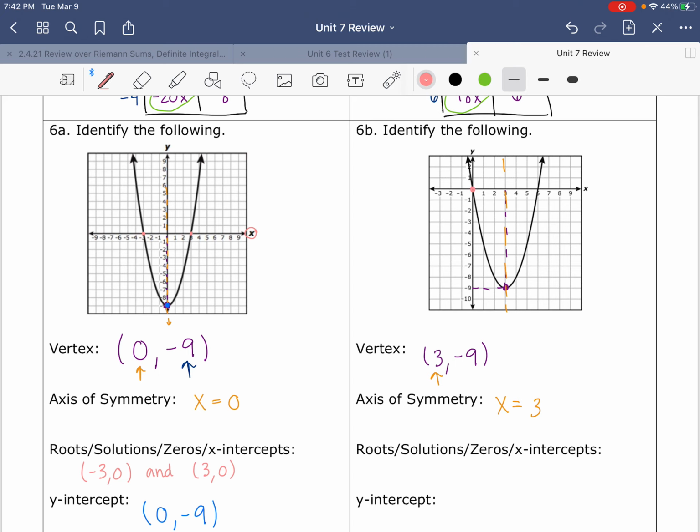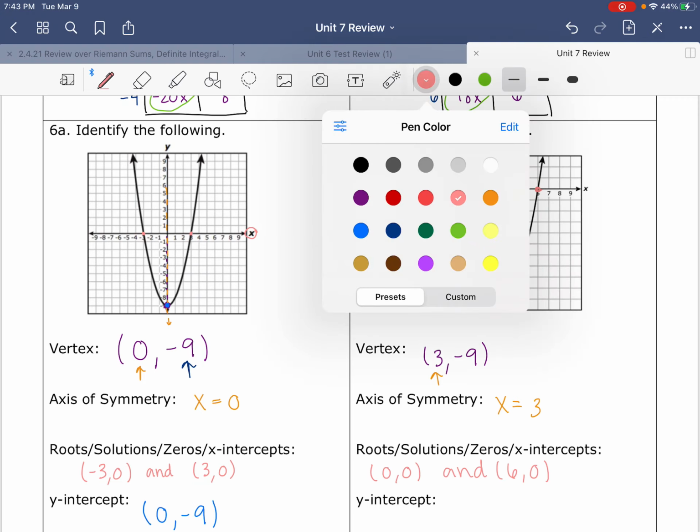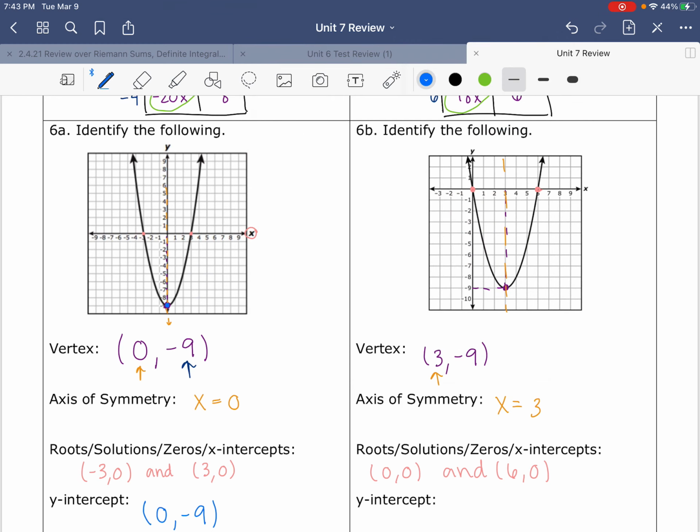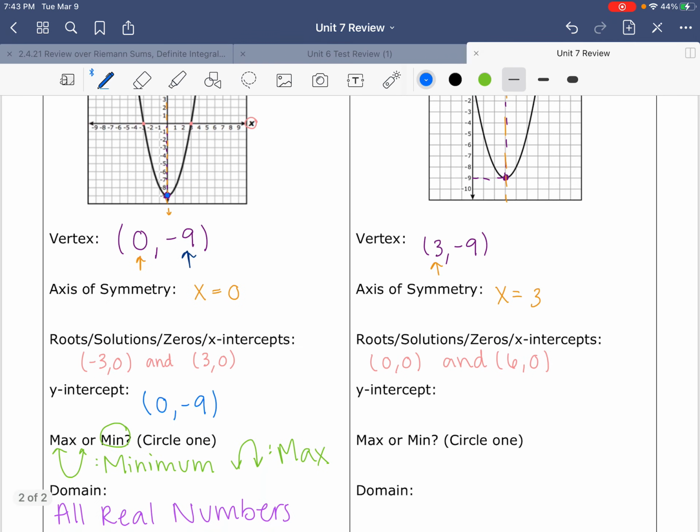The x-intercepts, zeros, roots, solutions, all those things, are where it hits the x-axis, which is these two pink points. So in this case, it would be 0, 0, and 6, 0. The y-intercept, that is going to be where it hits the y-axis. So in this case, it would be right here. It's the same as the x-intercept. It's going to be at 0, 0.